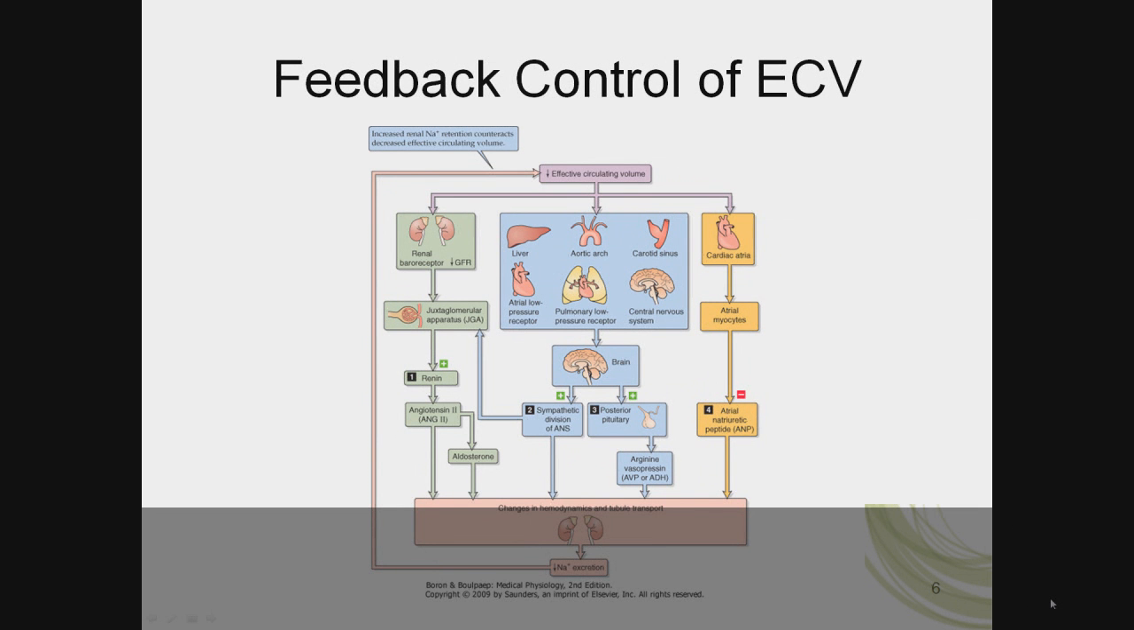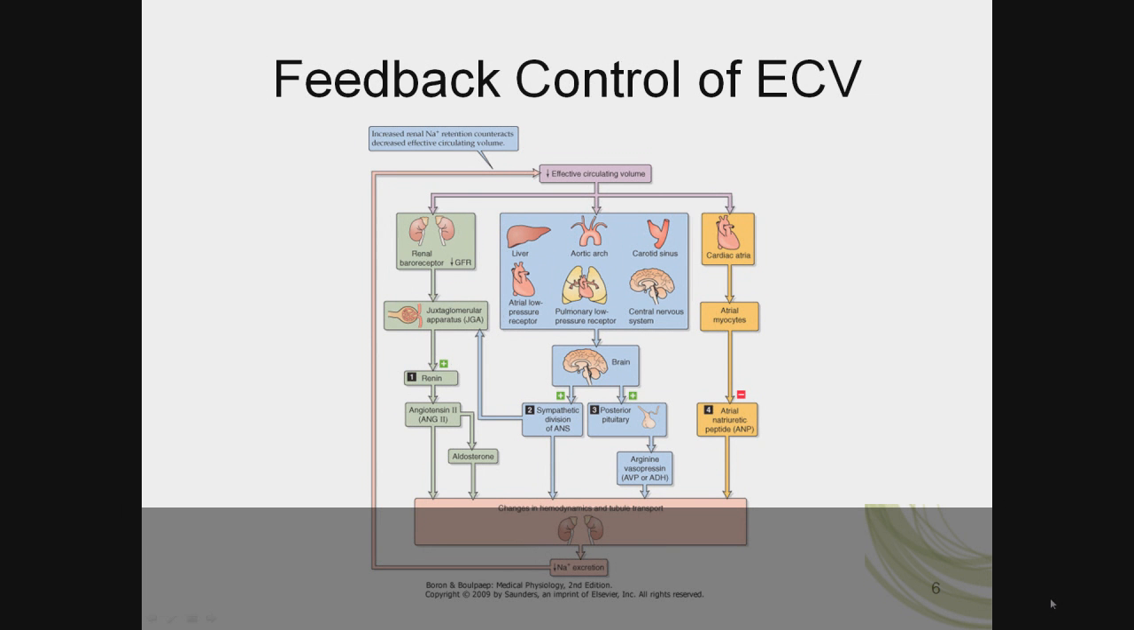What are our three pathways? We've got sympathetic influence, we've got RAA, and we've got ADH. And in the middle here we see green boxes, blue boxes, and orange boxes. This represents your three mechanisms to restore blood volume and hence blood pressure and restore GFR back up towards normal.